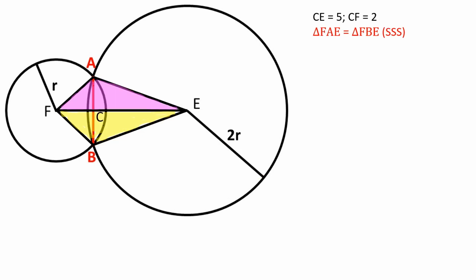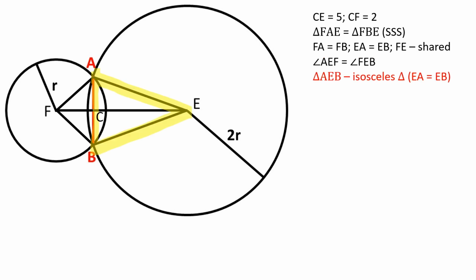Triangles FAE and FBE are congruent by 3 sides. FA and FB are congruent, EA equals EB, and FE is shared by both triangles. Therefore, angles AEF and FEB are congruent.